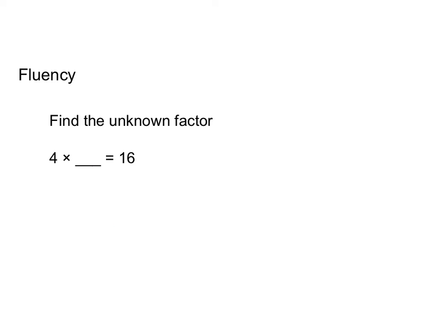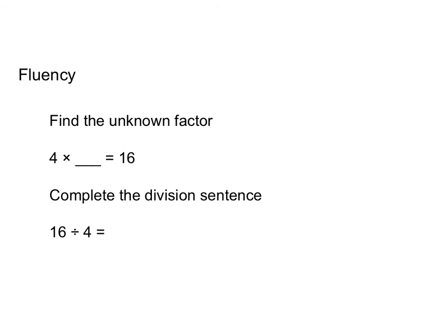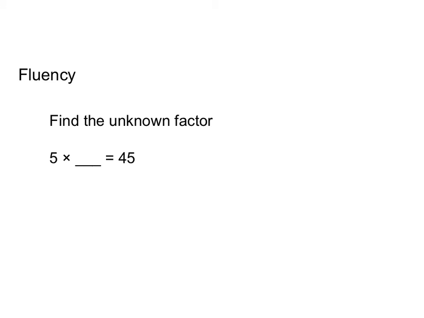Find the unknown factor. 4 times 4 is 16. That should have come to you pretty quickly. So 4 times 4 is 16. 16 divided by 4 is 4. And we know, again, division and multiplication are kind of the opposite of each other. You can check your division by taking your quotient and multiplying it by your divisor, which is 4 times 4, and getting your dividend, 16.